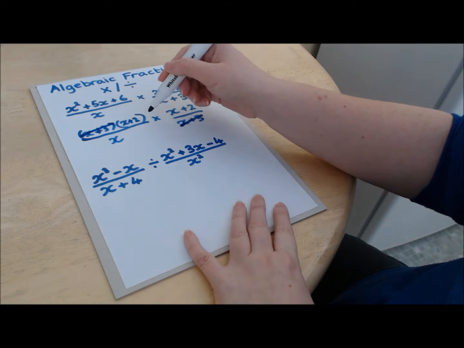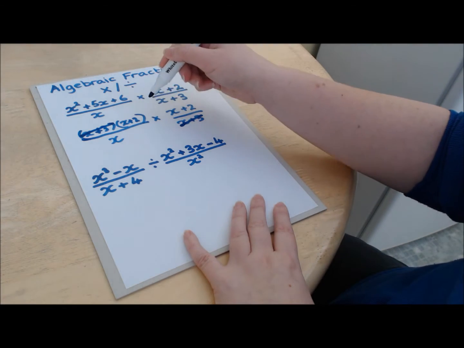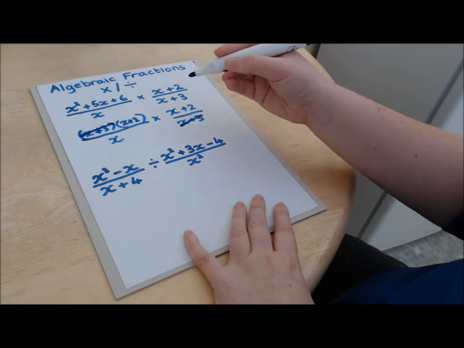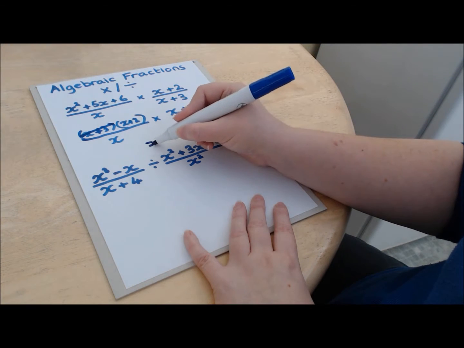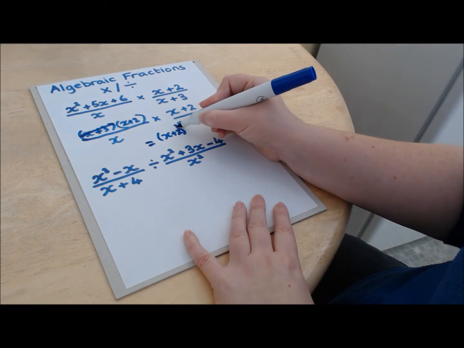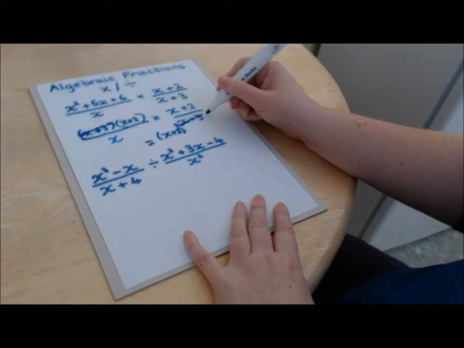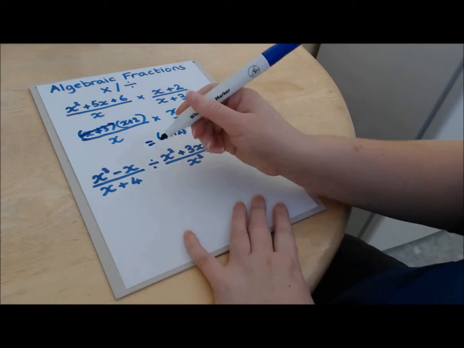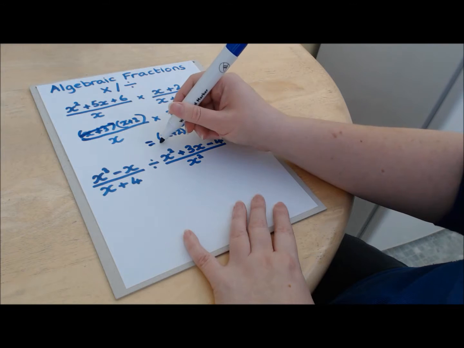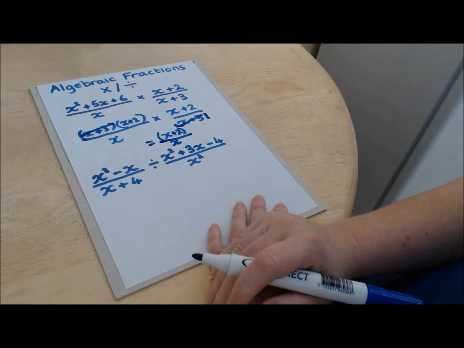So we've got x plus 3 times x plus 2 times x plus 2. So the simplest way to write that down is x plus 2 squared. And then on the bottom, we've cancelled here, which always leaves a 1 behind. So we've got x times 1, so that looks like that.